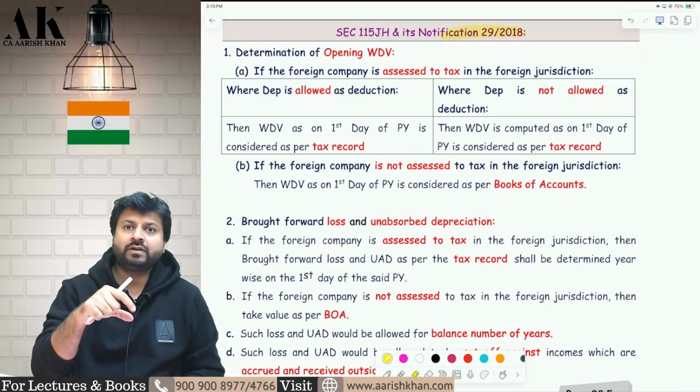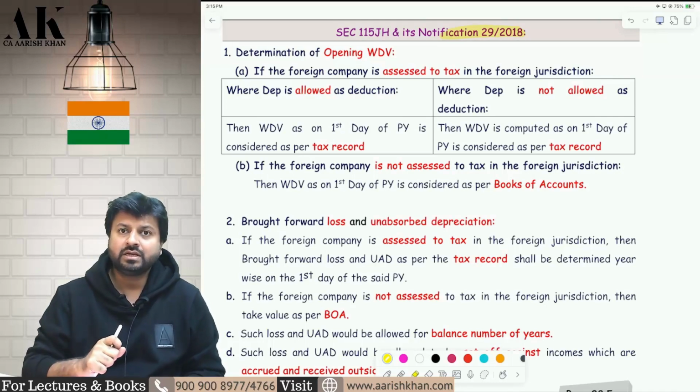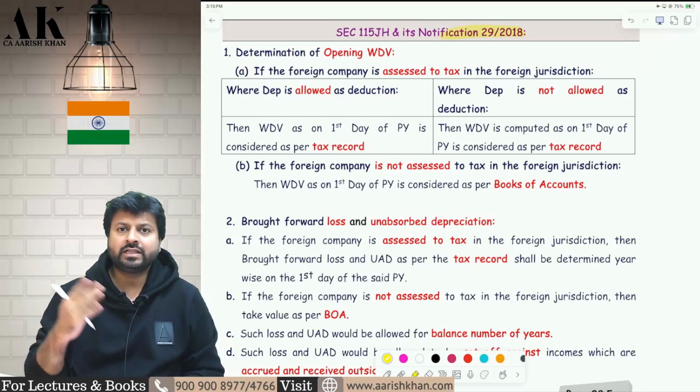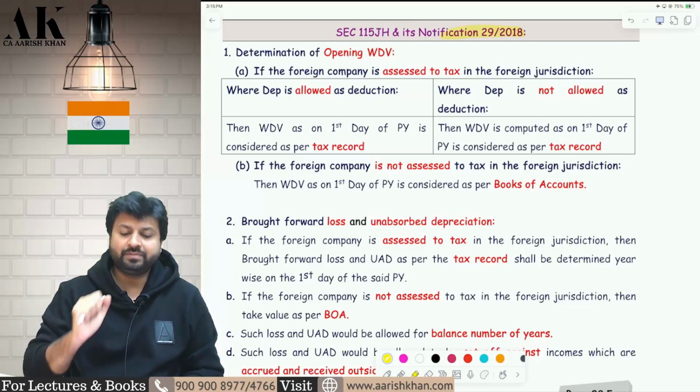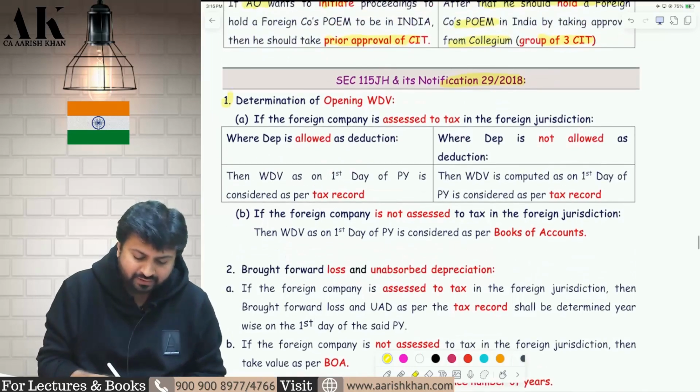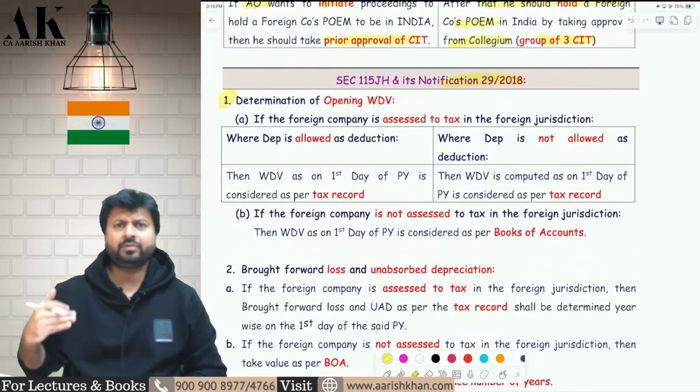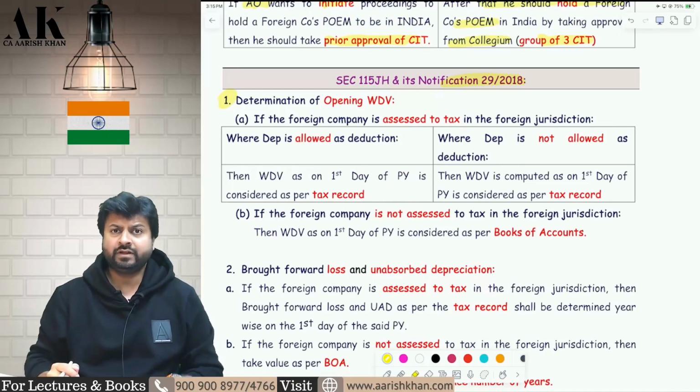So what is the amount of WDV on which they will claim depreciation? Because they were not maintaining books of accounts in India, they were not liable to tax in India till last year. Now in the current year, they are liable to tax in India. So what is the amount of WDV on which they are going to claim depreciation? For that purpose, the government has given this notification. Point number 1, there are many other points in this notification. We are starting with the issue of depreciation first.